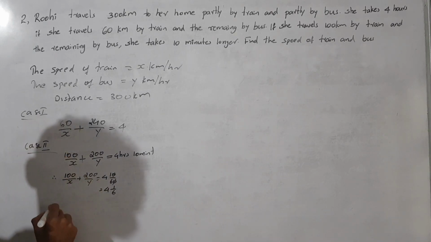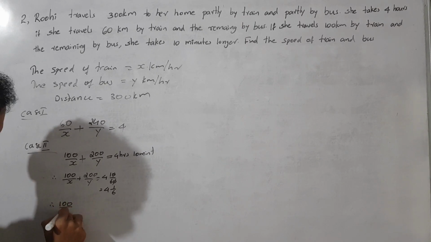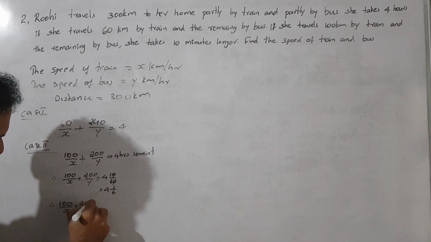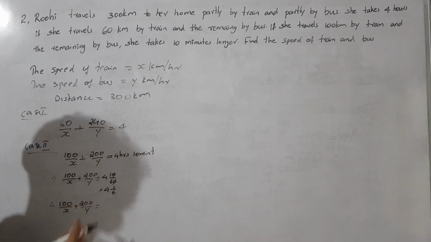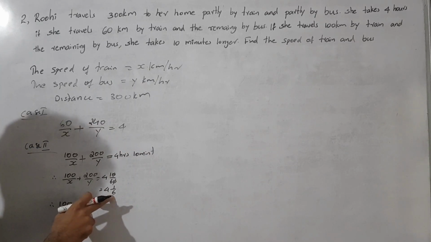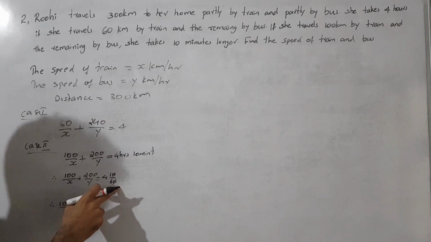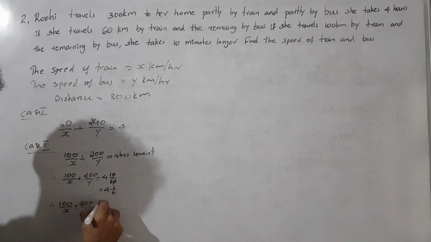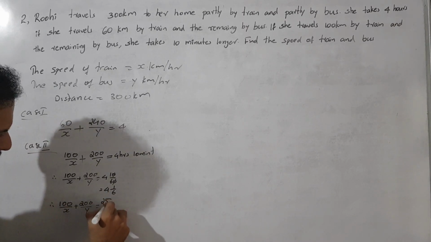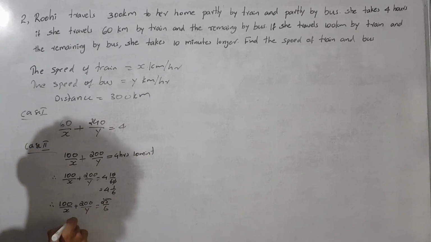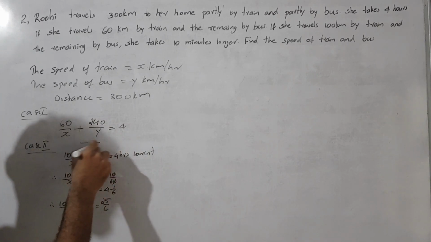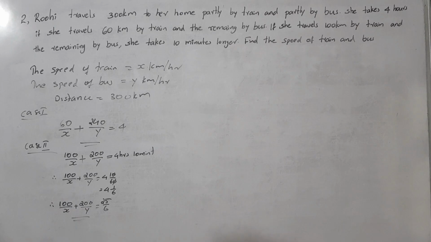So to convert to improper, what do you get? Therefore 100 by x plus 200 by y is equal to, you know how to convert 4 and 1 by 6: 4 into 6 is 24, 24 plus 1 is 25, so 25 by 6. Okay, then we get the equation 25 by 6, and here also we got the equation 60 by x plus 240 by y is equal to 4.